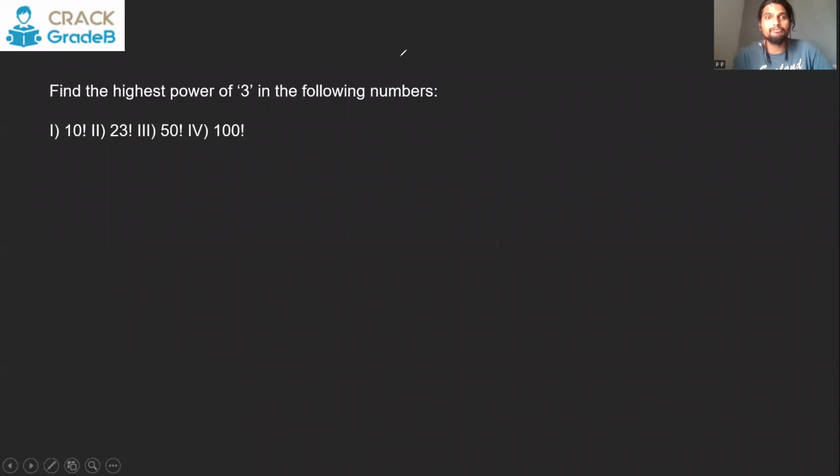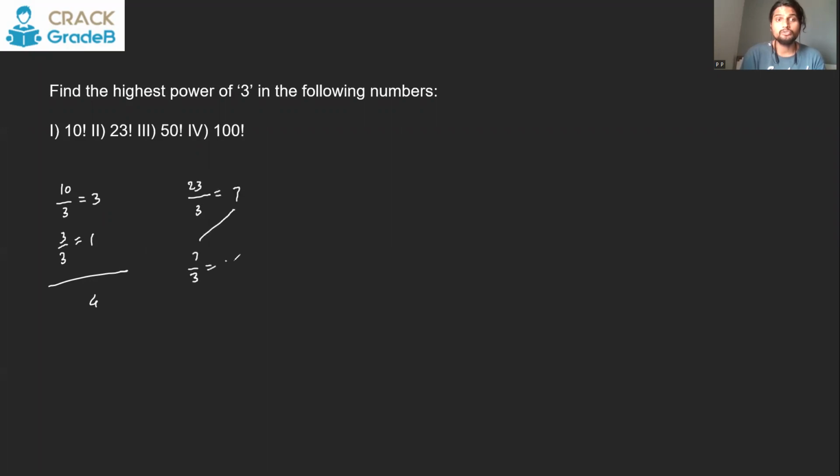Find the highest power of 3 in the following. So you have to take the 10 divided by 3 and take the 3 divided by 3 and just add this. That is going to be 4. 4 number of 3's. 23 factorial. 23 by 3, that is 7. 7 by 3, that is 2. Just add this, that is 9. So there will be 9 highest power of 3.